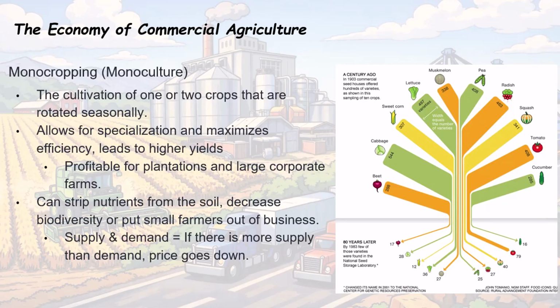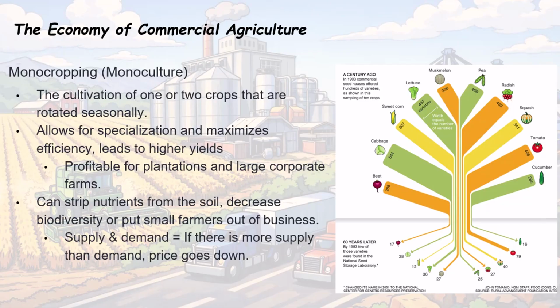But here's the plot twist. Look at that visual on the right. A century ago, there were hundreds of varieties of crops like lettuce, peas, tomatoes, and cabbage. Decades later, the number of varieties drops dramatically. That's biodiversity shrinking. When farms focus on fewer crop varieties, genetic diversity decreases, and that can make food systems more vulnerable to disease or pests.